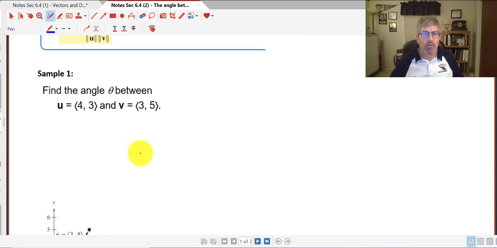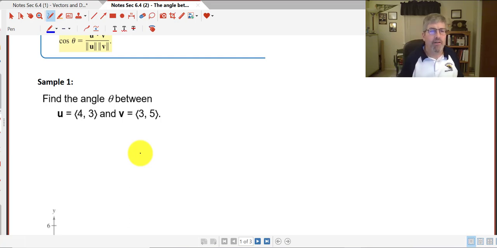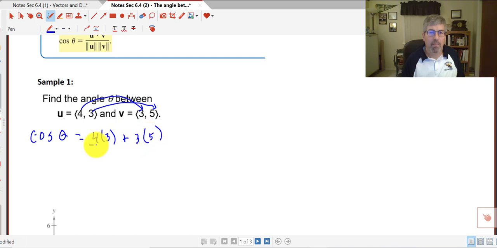Let's take a look at a sample. What am I really talking about here? We want to find the angle theta between two vectors u and v. So we can do that using our formula above. The cosine of theta equals the dot product of u and v, which is 4 times 3 plus 3 times 5, all divided by the magnitude of u times the magnitude of v.